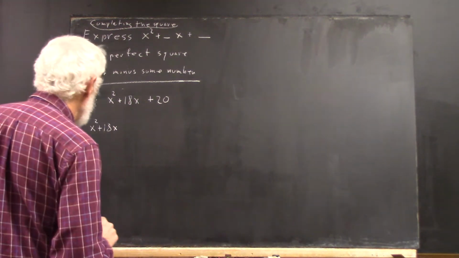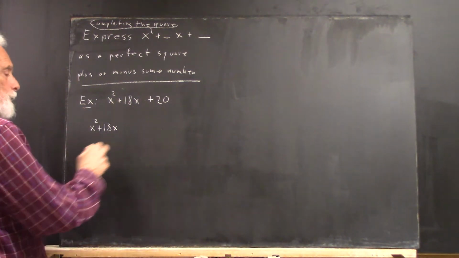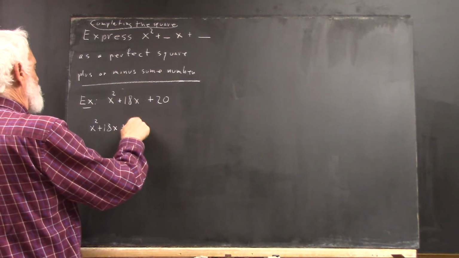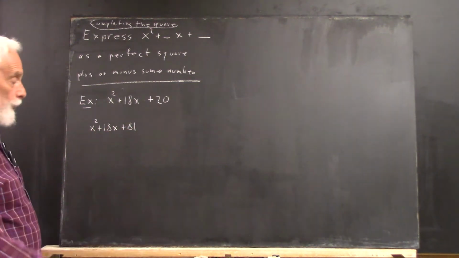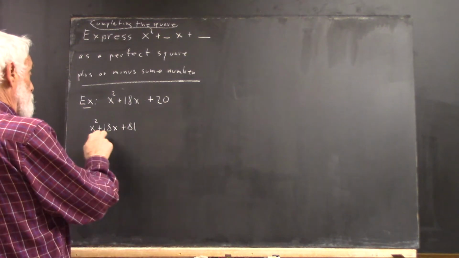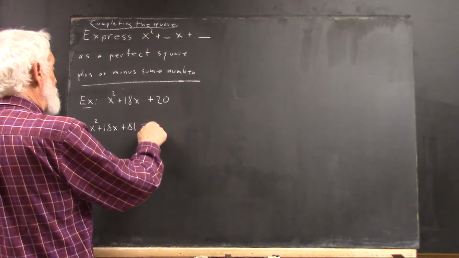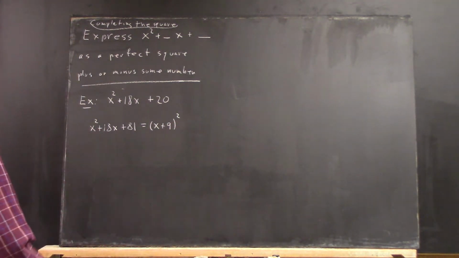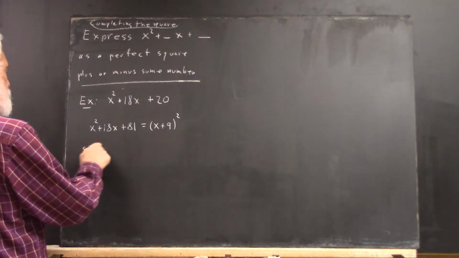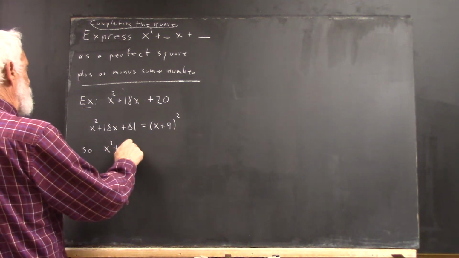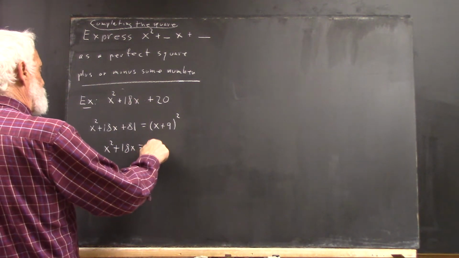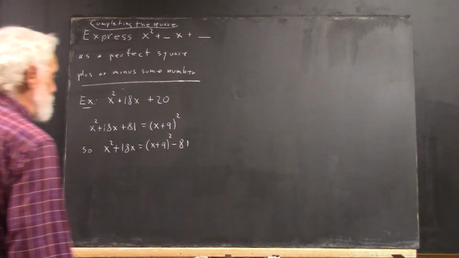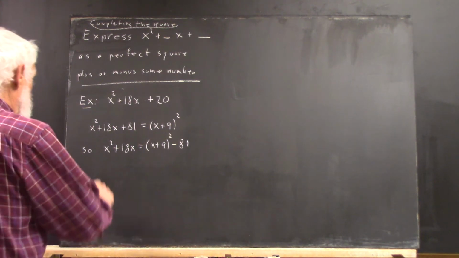x squared plus 18x can be completed by adding 81. Half of 18 is 9. Square that, you get 81. So x squared plus 18x plus 81 equals x plus 9 quantity squared. So x squared plus 18x equals x plus 9 squared minus 81. Okay.